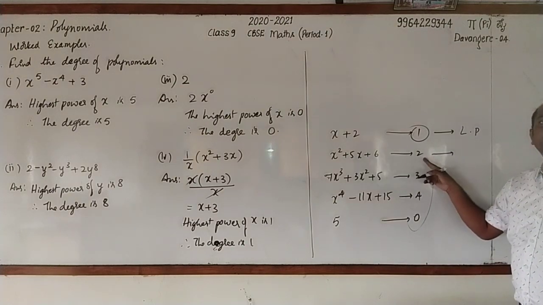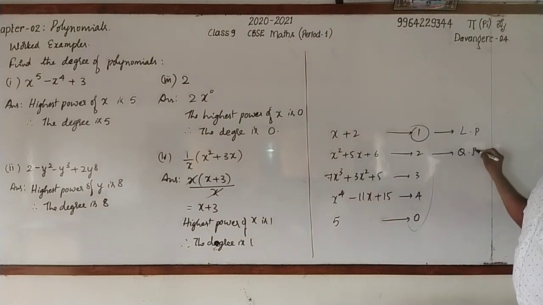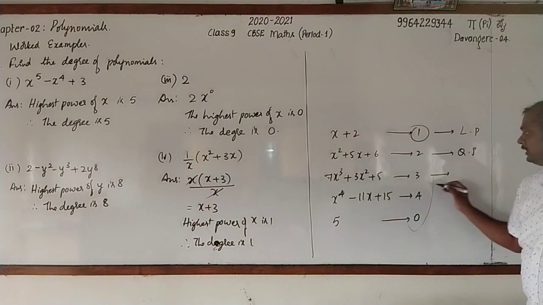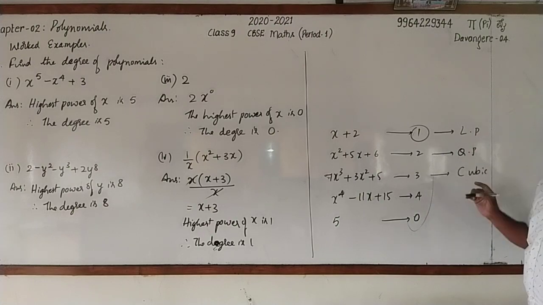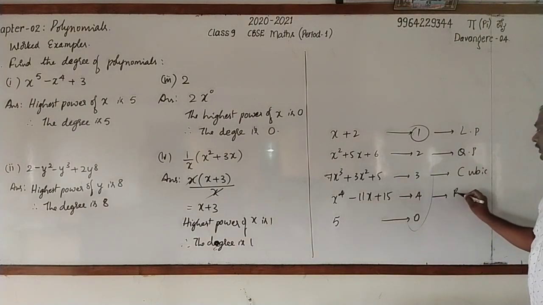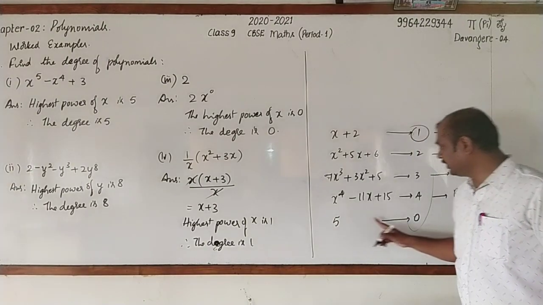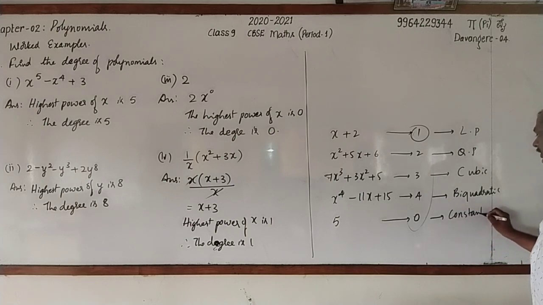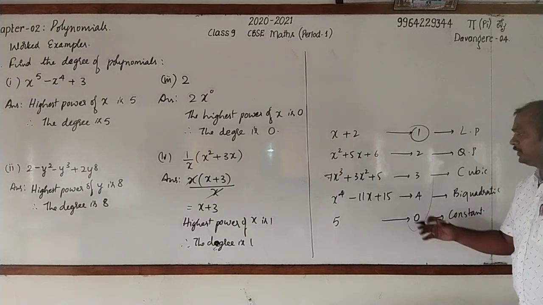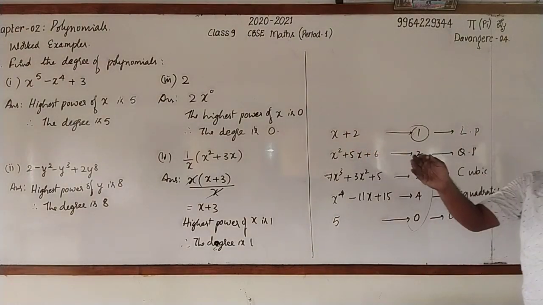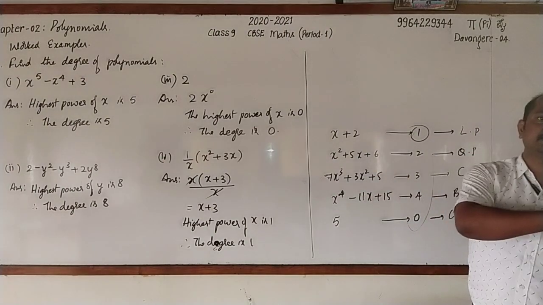A polynomial of degree 2 is called quadratic polynomial. A polynomial of degree 3 is called cubic polynomial. A polynomial of degree 4 is called biquadratic polynomial. And a polynomial of degree 0 is called constant polynomial. Got it? So if it is more than 4, we say quintic polynomial and so on. Many are there. Or polynomial with degree 5, polynomial with degree 6.